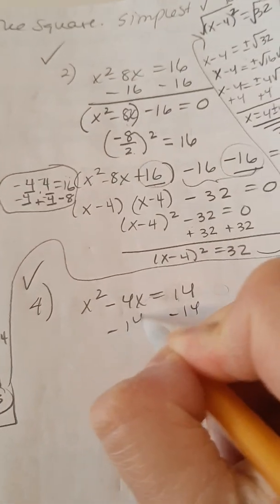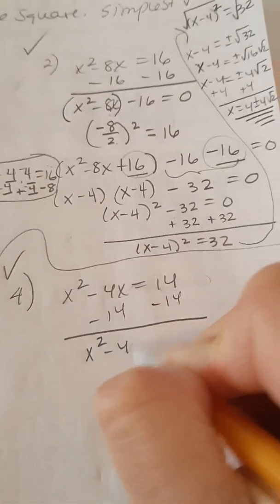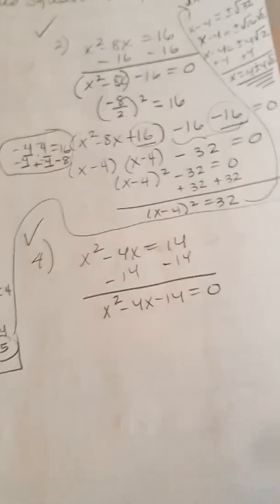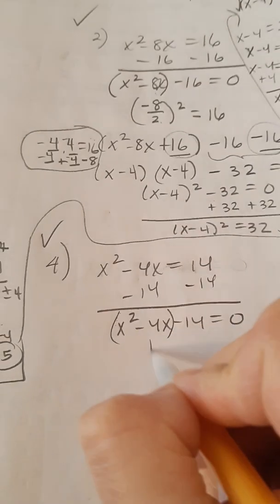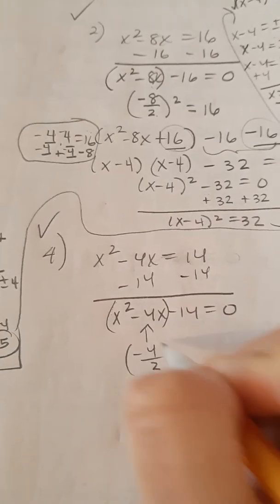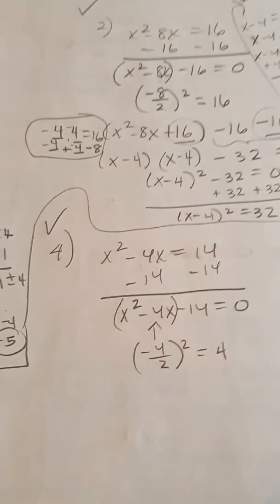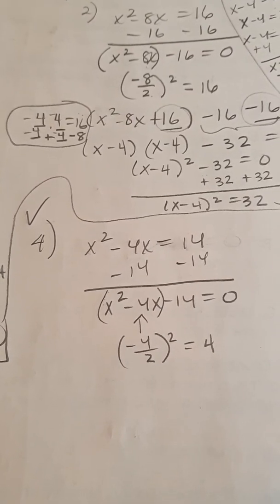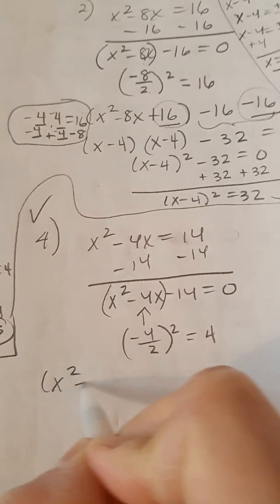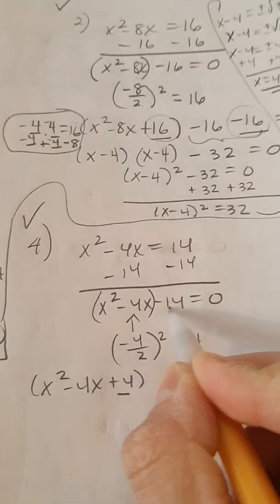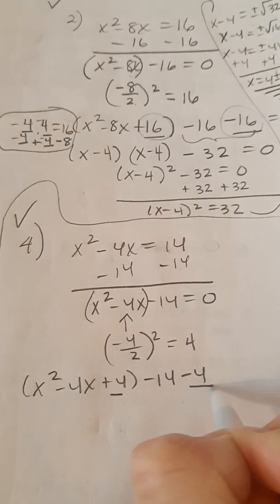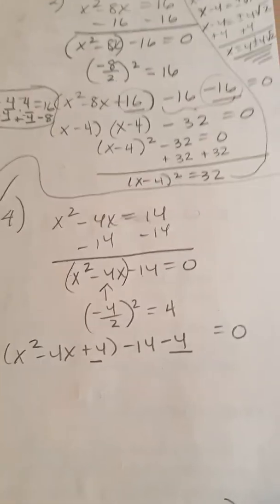All right, we can't start number 4 yet because it's not equal to 0. So you have to bring the 14 to the other side. Okay, put parentheses around the x terms. Take the b value, divide by 2, and square it. Negative 2 squared is 4. So what you're doing with that is you're adding it to the parentheses, and you're subtracting it outside of the parentheses.